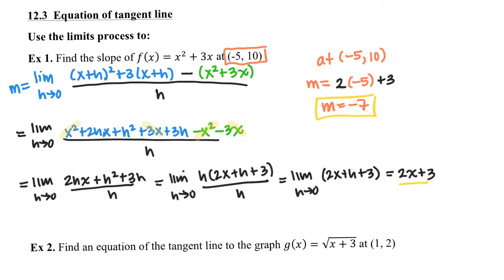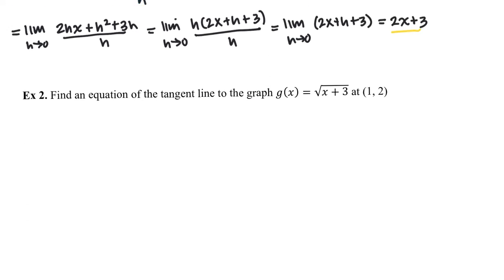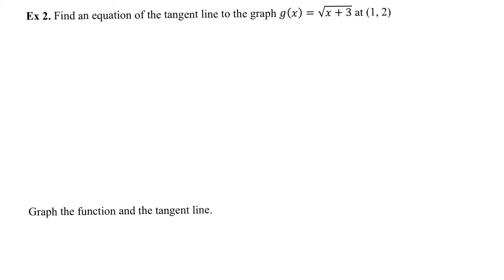Okay, let's go ahead and try one more like that, except we're going to write the equation of the tangent line and we're going to look at the graph too. Okay, so for example 2, we want to find an equation of the tangent line to the graph g of x equals square root of x plus 3 at 1, 2. After that, we're going to graph the function of the line.